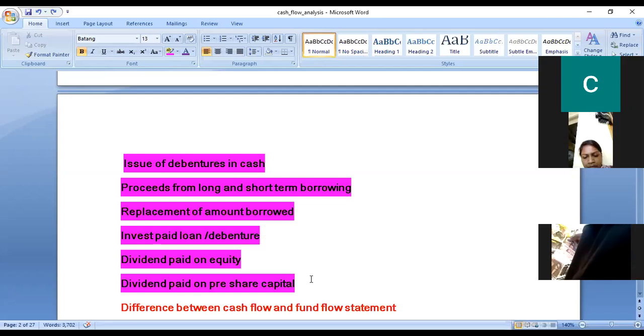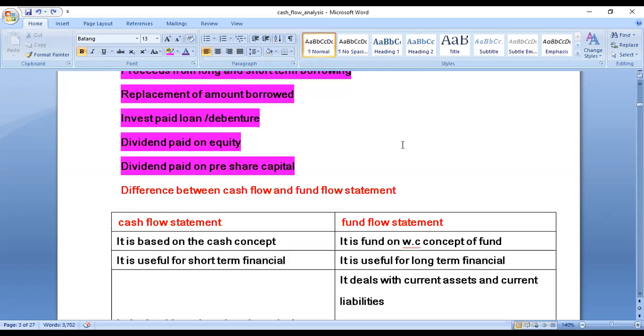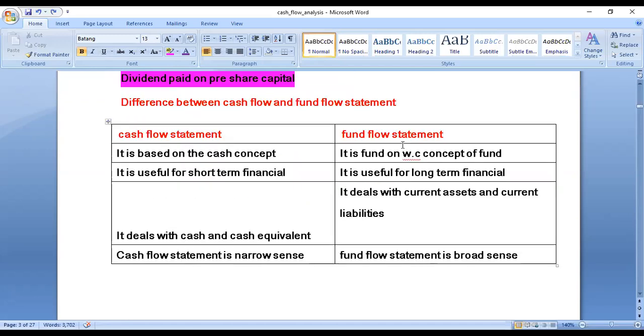So these are the financial activities, my dear students. Then we are going to discuss the differences between cash flow statement and fund flow statement, my dears.